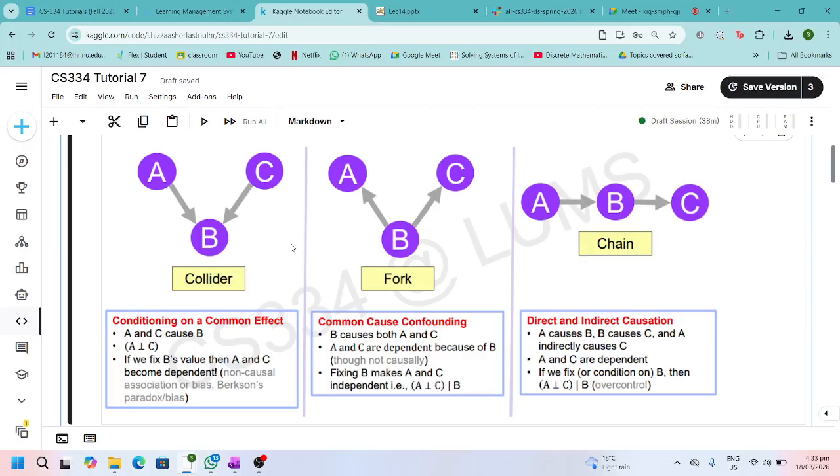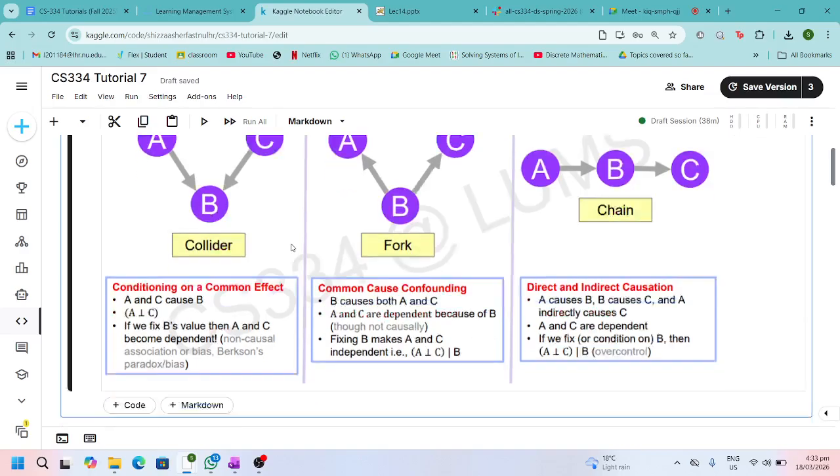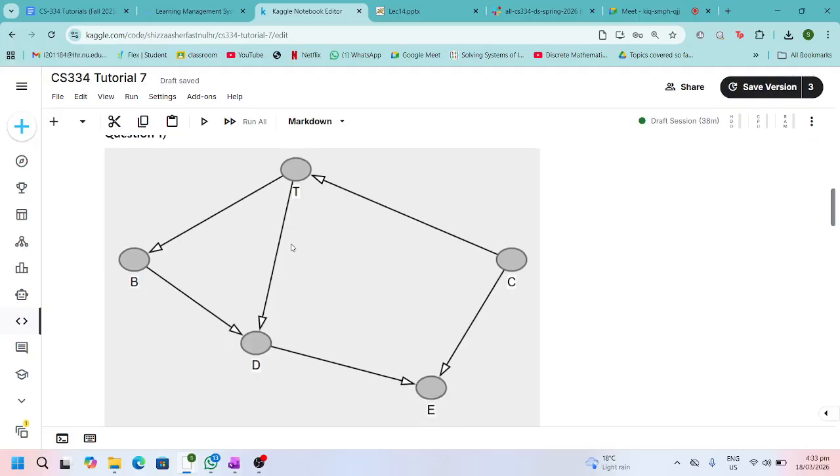But there is more to it though. Are there any questions so far? All right. Since there are no questions, let's move on.